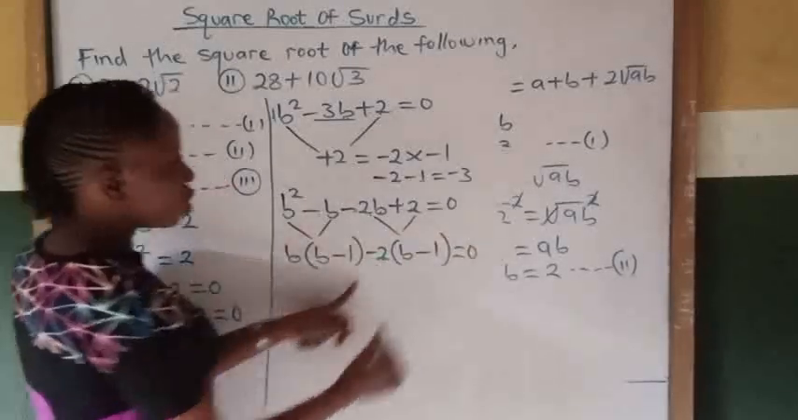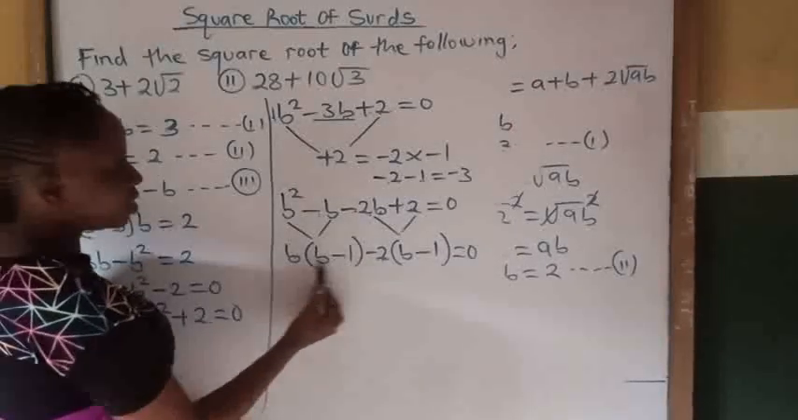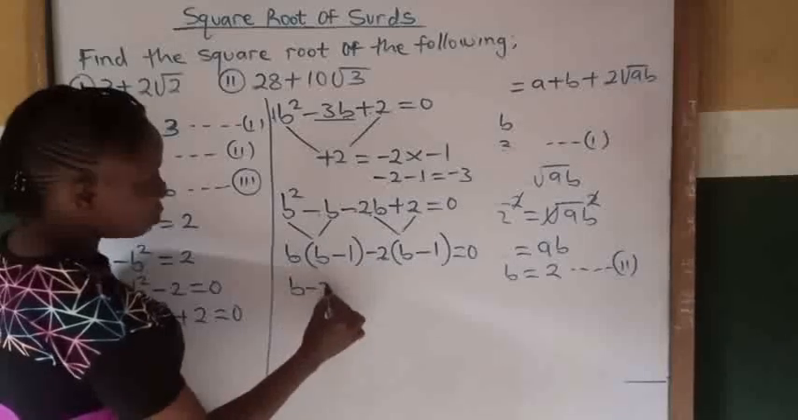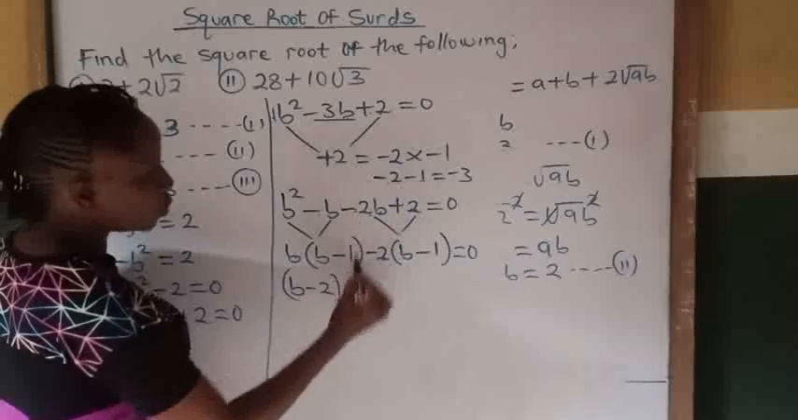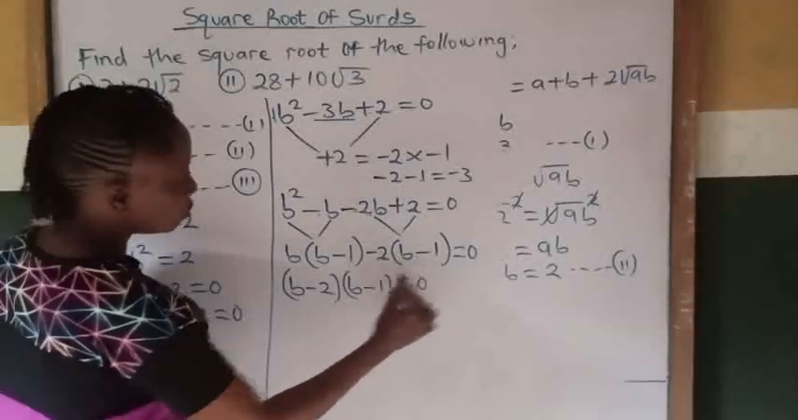Then equal to 0. So let's bring the terms outside the brackets together. So B here, minus 2 here. So that will be B minus 2. So we have two common terms. So we are going to pick one. B minus 1. Then equal to 0.